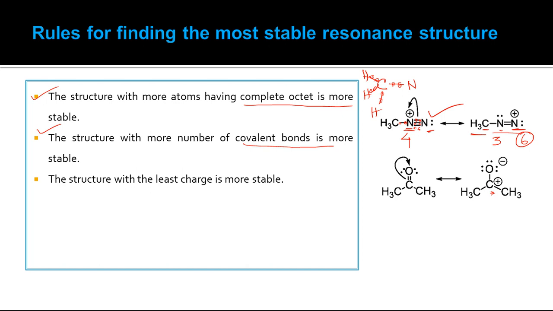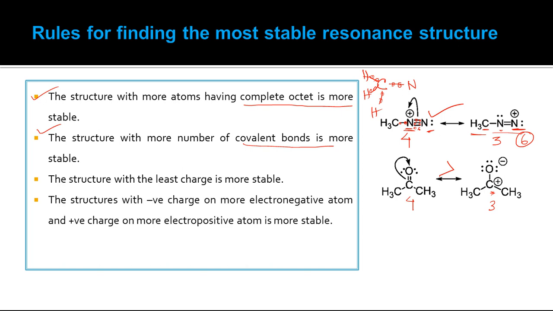And if you also want to consider it from the point of view of covalent bonds, then also you will see here the total number of bonds is 4. I am not considering the C-H bonds, without those it is 4, but here it is 3. So based on that also you can understand the first structure will be more stable.